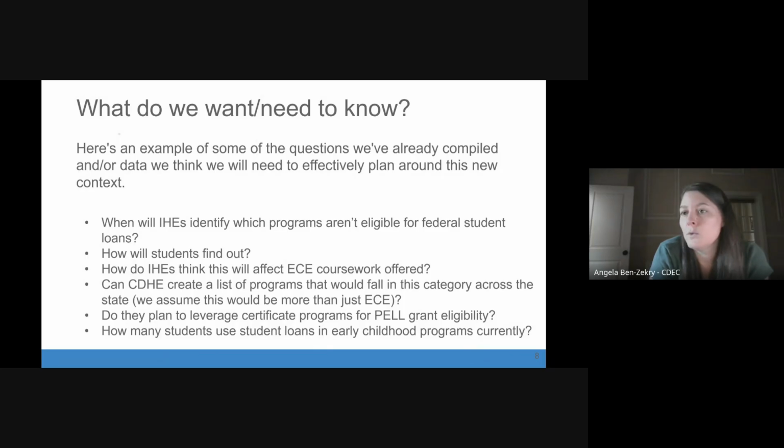So first and foremost, since this is supposedly going into effect next July, when will our institutes of higher education identify which areas of study aren't going to be eligible for federal student loans once this goes into place? How will the students find out if they're in one of those courses of study? How do we think this will affect our ECE coursework in Colorado if we're going to potentially have fewer enrollees? Can CDHE create a list and publish this on their website? So we have an inventory of areas of study that are affected because we assume this is going to be broader than our early childhood education opportunities in Colorado.